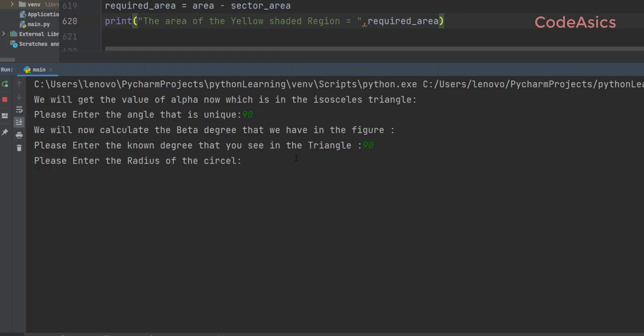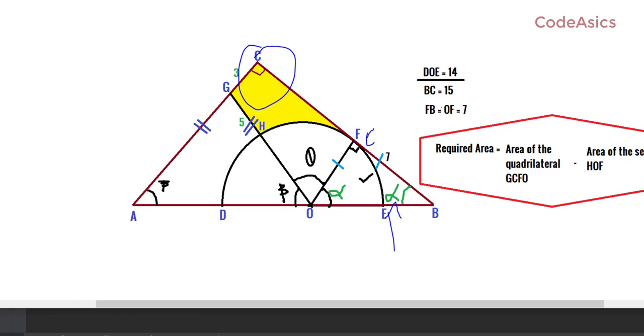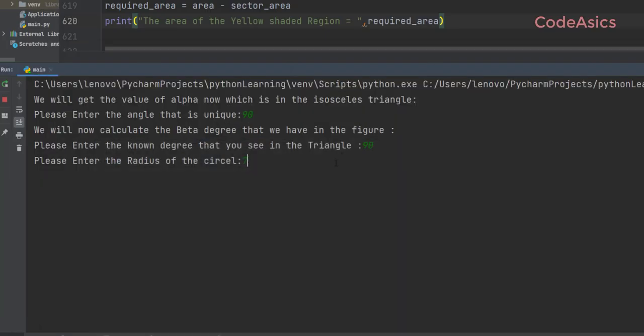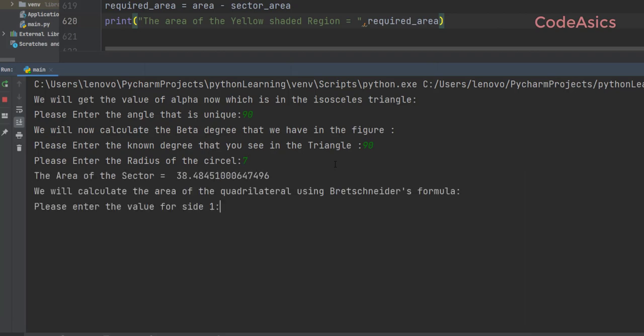Please enter the radius of the circle. The radius is 7 units. It's seen, right? Radius, you can see that it is 7 units. So enter 7 units. And then this is the area of the sector. Okay, fair enough. Now we will calculate the quadrilateral using Bretschneider's formula.